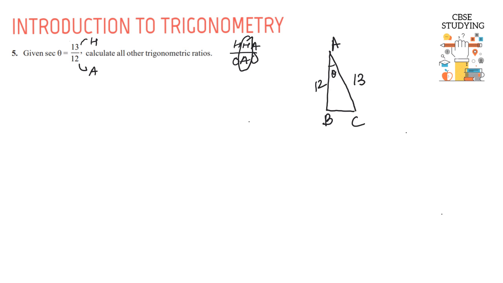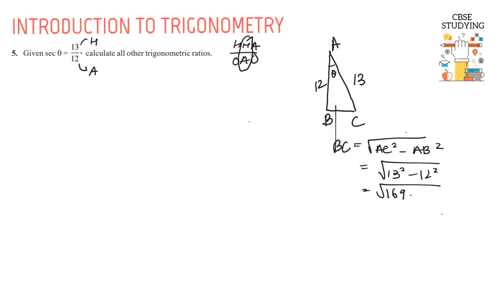So this is going to be 12. That means we need to find BC. BC will be equal to square root of AC square minus AB square. 13 square minus 12 square. 169 minus 144. 25. So BC is going to be equal to 5. That means the measurement of BC is 5. Now you can easily find all the trigonometric ratios, right? Sin theta is opposite by hypotenuse. So that's going to be 5 by 13.